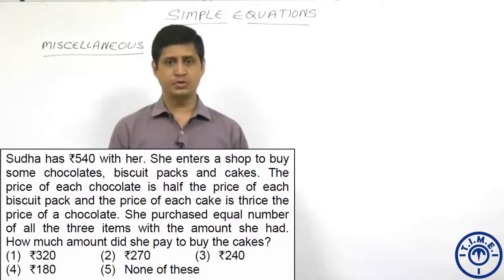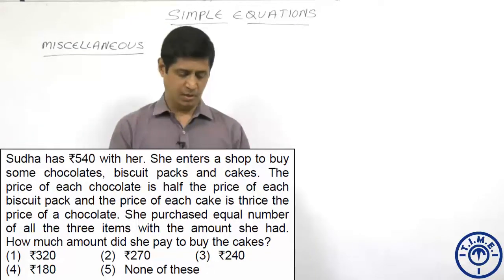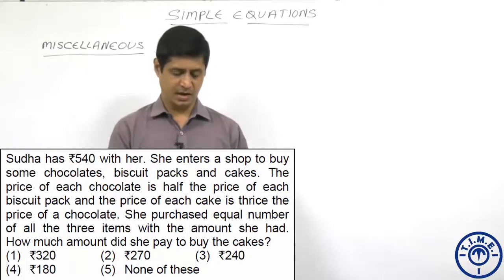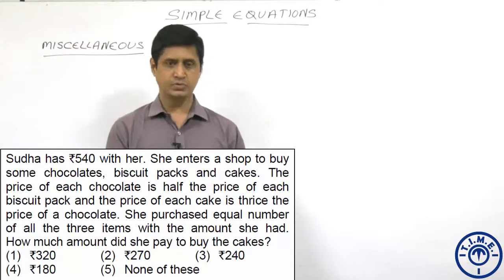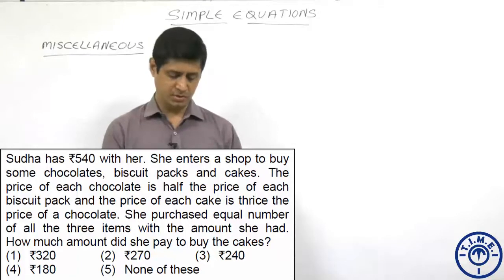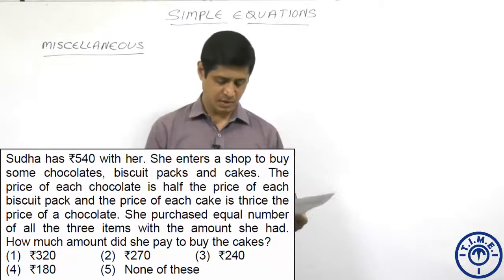Sudha has rupees 540 with her. She enters a shop to buy some chocolates, biscuit packs and cakes. The price of each chocolate is half the price of each biscuit pack, and the price of each cake is thrice the price of the chocolate. She purchased an equal number of all the 3 items with the amount she had. How much amount did she pay to buy the cakes?